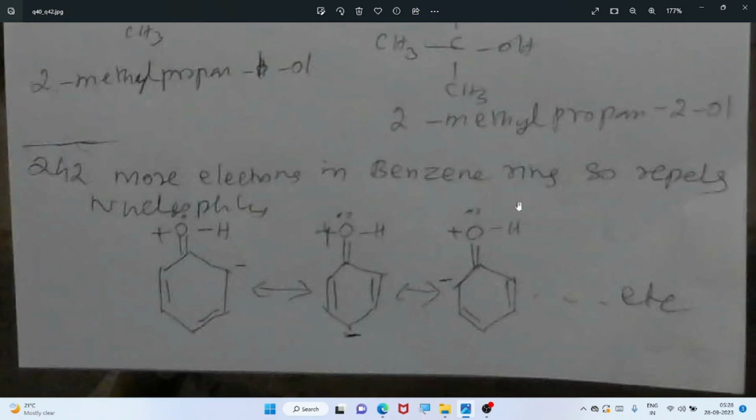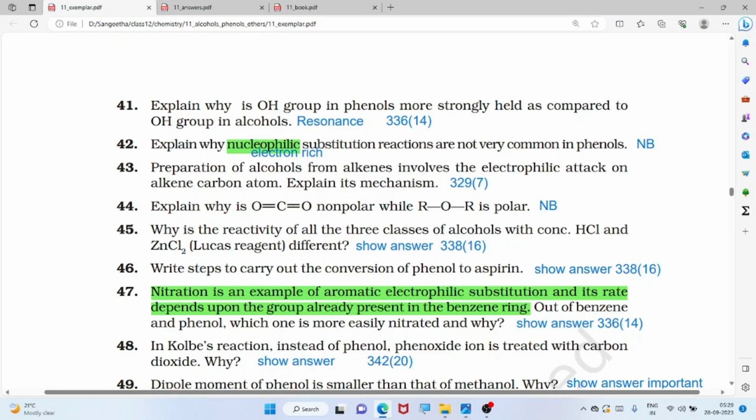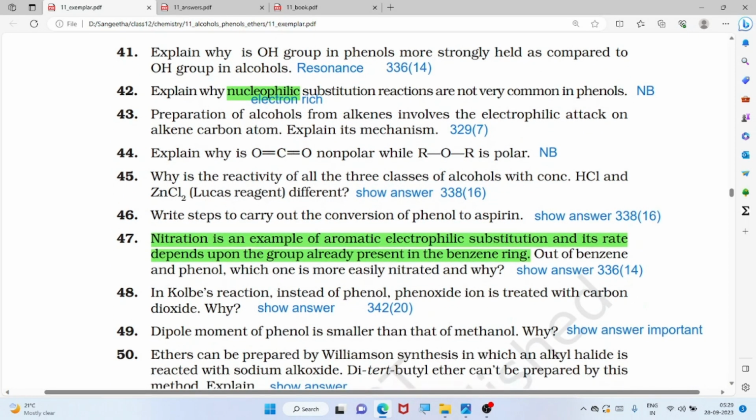There is more electron density in the benzene ring due to resonance, so it repels the nucleophile. A nucleophile is a nucleus lover, that means electron-rich groups are the nucleophiles. So there is already more electron density there, so it repels. Nucleophile means electron rich, and the benzene ring is also electron rich, that is why it is not common. Preparation of alcohols from alkenes involves electrophilic attack, and they explain the mechanism.